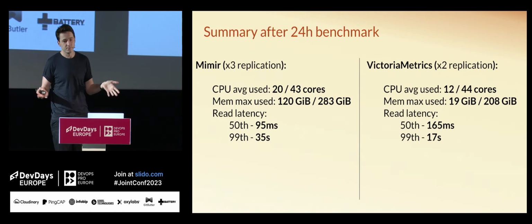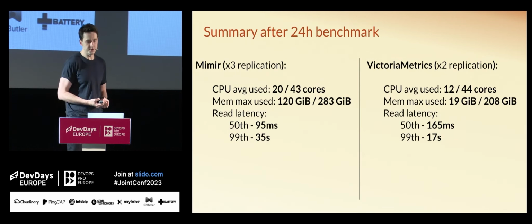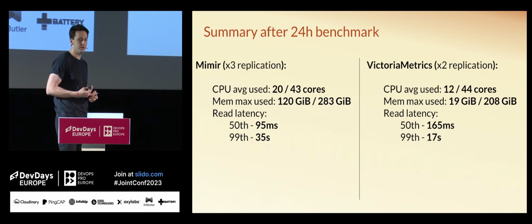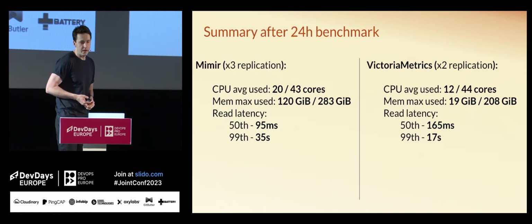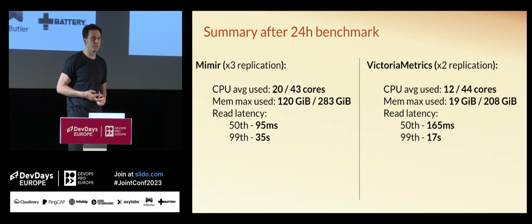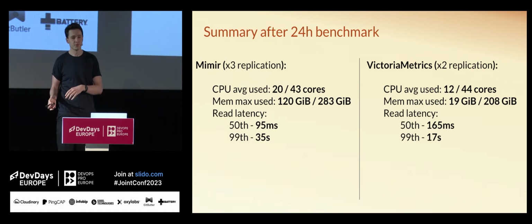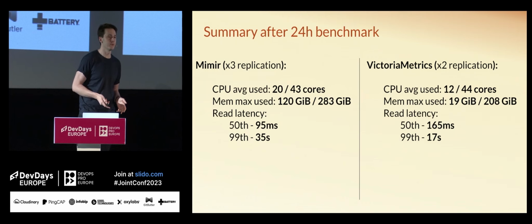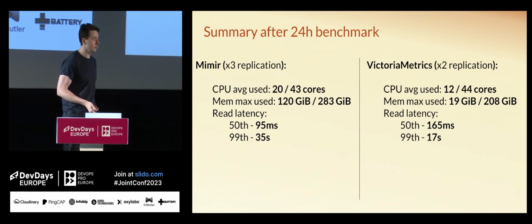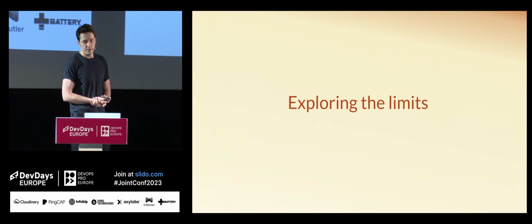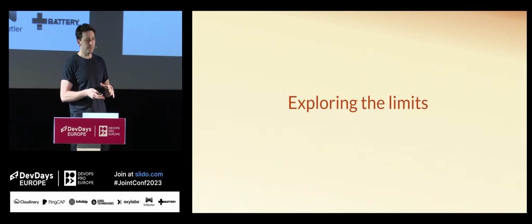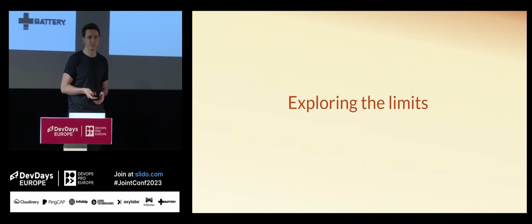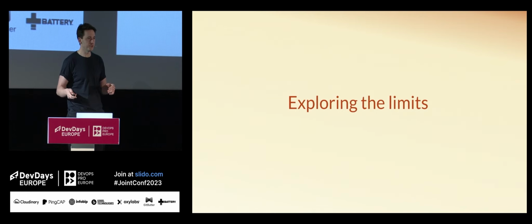So the stats of the benchmarks. Mimir used about half of the CPU resources, 20 out of 43 CPU cores, and about 120 gigs of memory during this benchmark. VictoriaMetrics used less. It used 12 cores of CPU and only about 20 gigs of memory from what was allocated for this specific benchmark. Now, as I said, VictoriaMetrics had some room for increase of the workload. Not everything was utilized. So on the next phase of the benchmark, I tried to add more load.